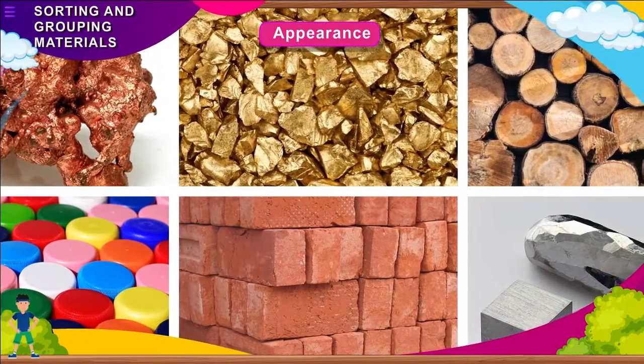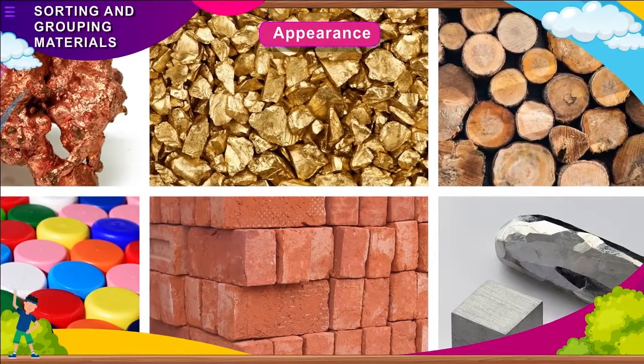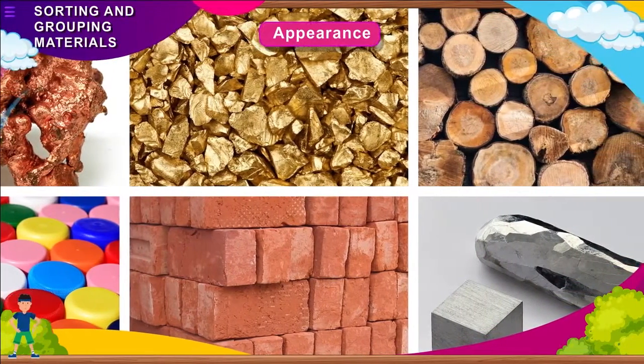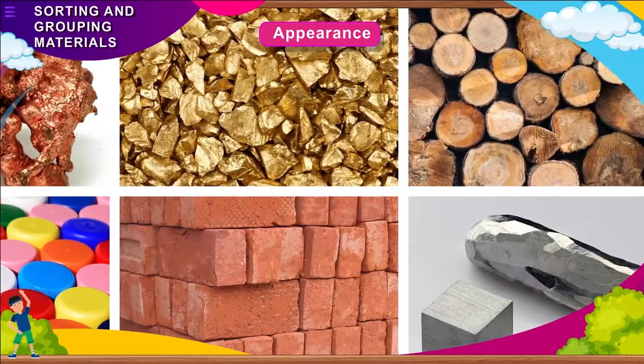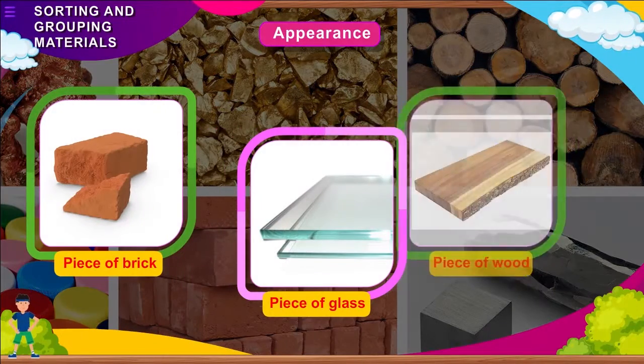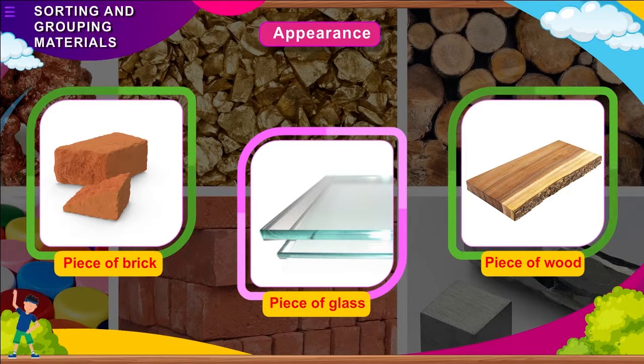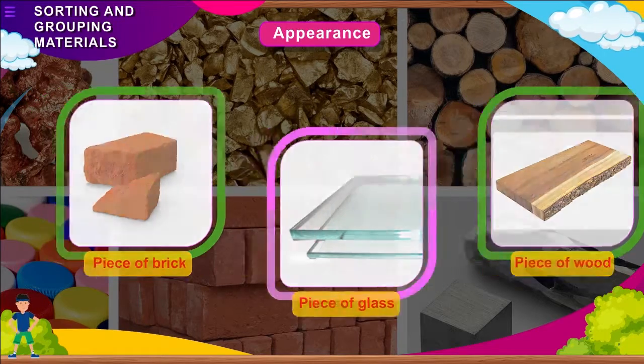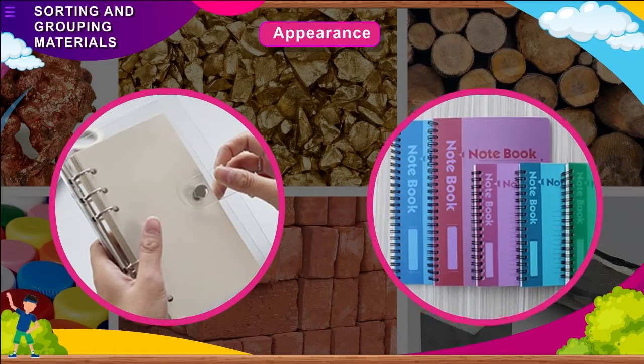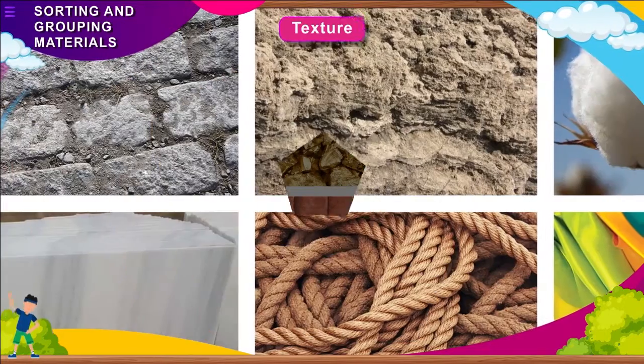Appearance. The way something looks is called appearance. The look or appearance of materials are different from each other. A piece of brick looks different from a piece of glass or a piece of wood. However, a group of materials may have the same appearance, such as a piece of glass and a piece of plastic that you use to cover your notebooks. Similarly, most of the metals have a similar kind of appearance.